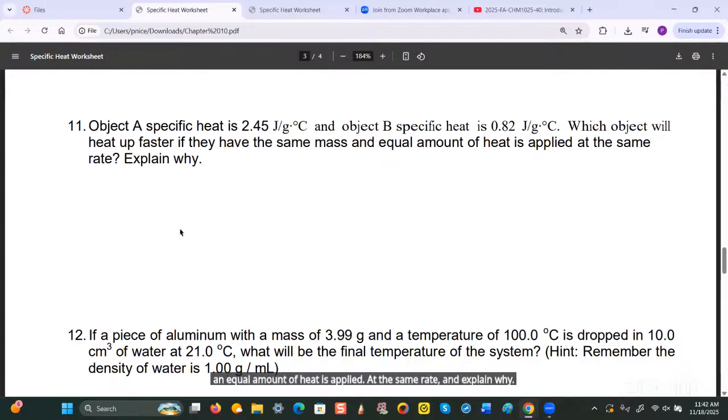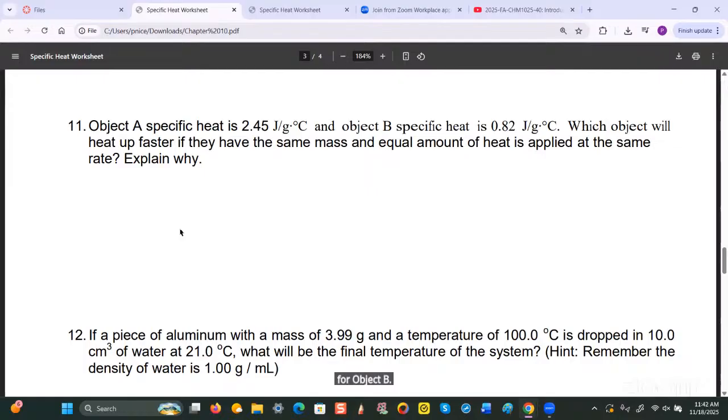All right, so this is a kind of conceptual question, right? They gave you the specific heat values, and assuming that they have the same mass and you apply the same amount of heat to both of these substances, which would you expect to heat up faster? I think that's what the question is. So let me hear your response and your explanation. Which one would you expect to heat up faster? Is it object A or object B?